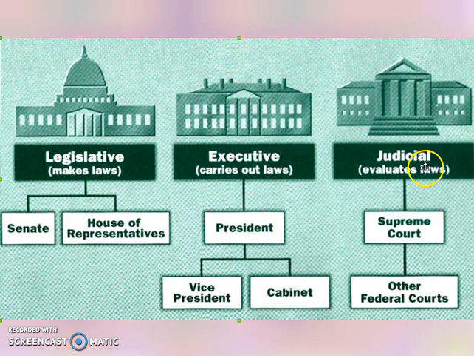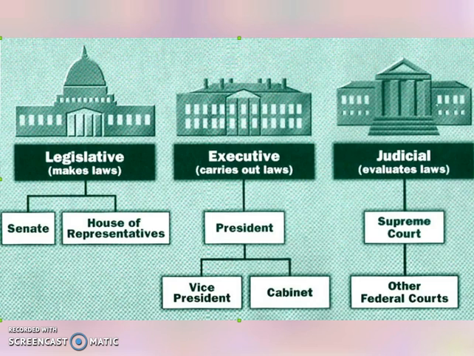And then finally, the third branch is the judicial branch, which is the Supreme Court and many other federal courts. They are the ones who evaluate the law. They review the laws that have been passed by Congress to make sure that those laws actually uphold the rights of American citizens rather than infringing upon those rights.